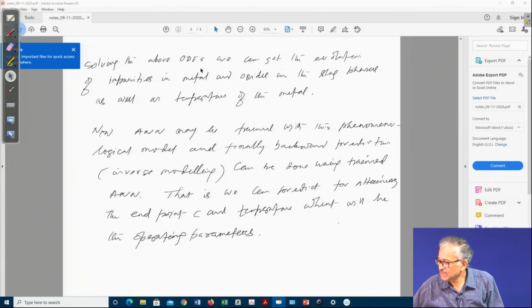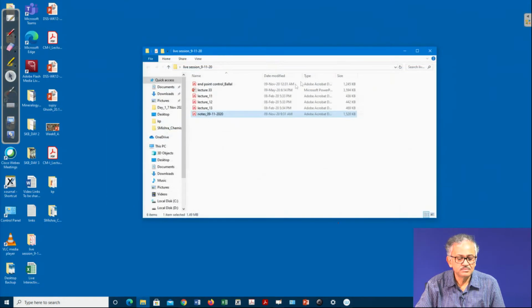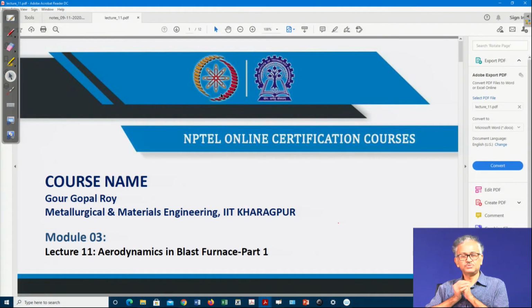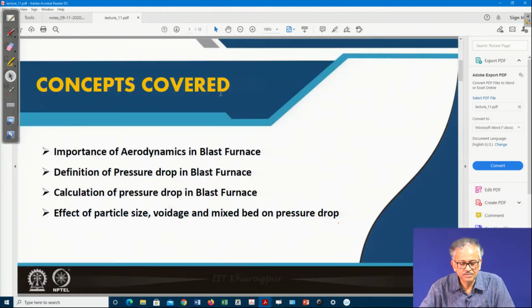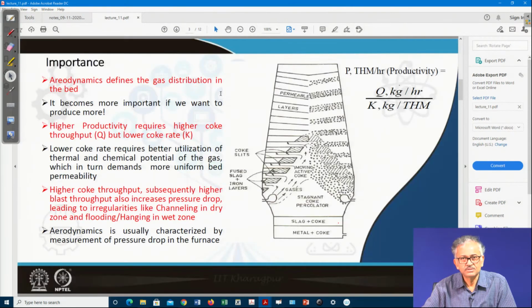Now, the second question was about the irregularities in the blast furnace. Explain various irregularities in the blast furnace and their mechanism of arising. In lecture 11, I think, I talked about the aerodynamics in the blast furnace. If you remember, you have heard in this lecture about the importance of aerodynamics.